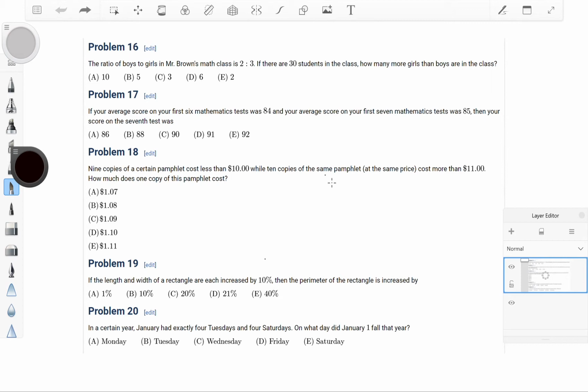Let's begin. The ratio of boys to girls in Mr. Brown's class is 2 to 3. If there are 30 students in the class, how many more girls than boys are in the class?